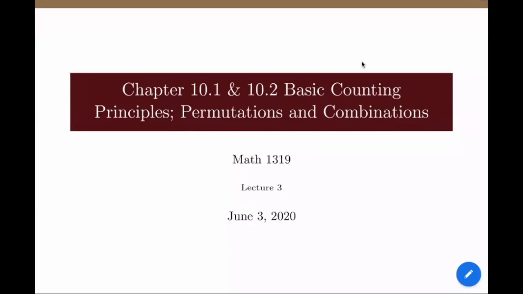Hello and welcome to our third lecture over chapters 10.1 and 10.2, basic counting principles and permutations and combinations. Let's jump in.